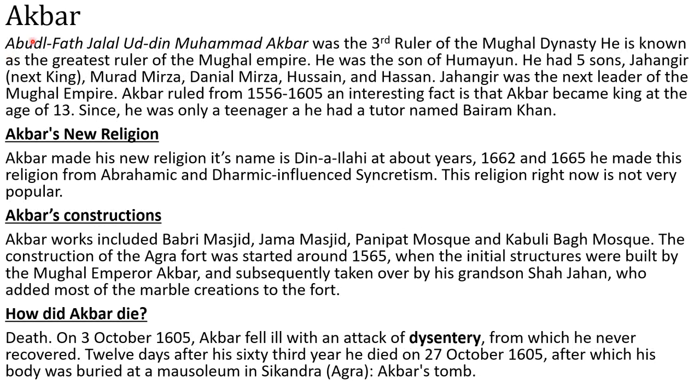Akbar. Abdul Fattah Jalal Uddin Muhammad Akbar was the third ruler of the Mughal dynasty. He is known as the greatest ruler of the Mughal Empire. He was the son of Humayun. He had 5 sons: Jahangir, the next king, Murad Mirza, Daniel Mirza, Hussain, and Hassan. Jahangir was the next leader of the Mughal Empire. Akbar ruled from 1556 to 1605.